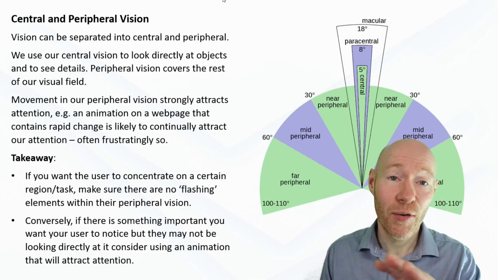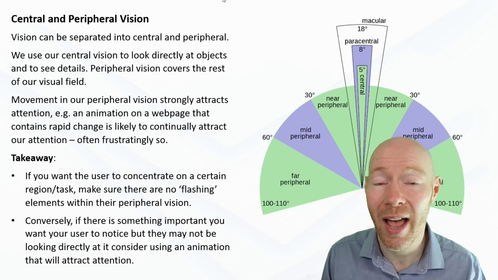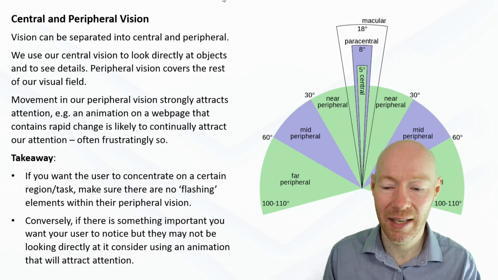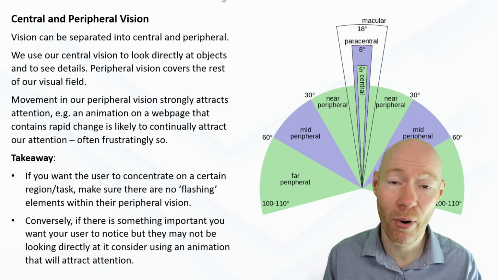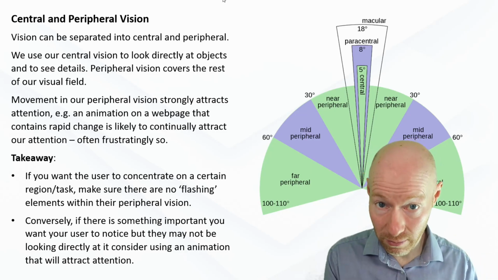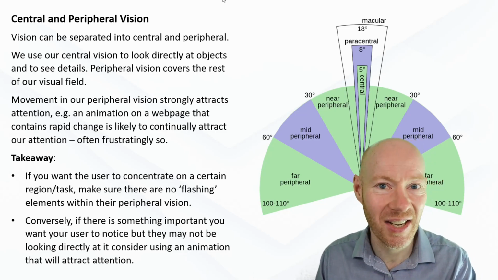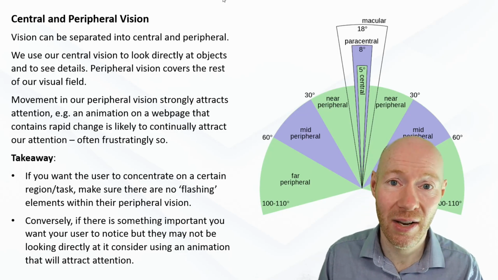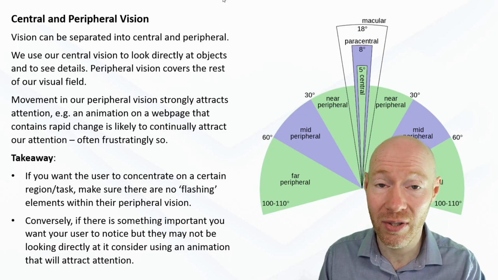So, a few takeaways for us when we're thinking about our actual design. If we want the user to concentrate on a particular task or area in terms of how they're using our product or what they're doing at that particular point, we want to make sure for the rest of what we design that we don't provide other flashing elements that fall inside the peripheral vision, because if we do that inside our application, we run the risk of distracting the user, of encouraging them to focus on the other aspect.